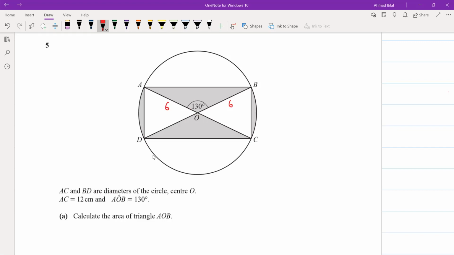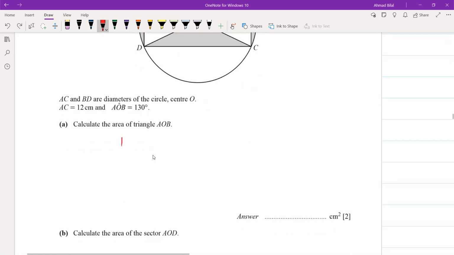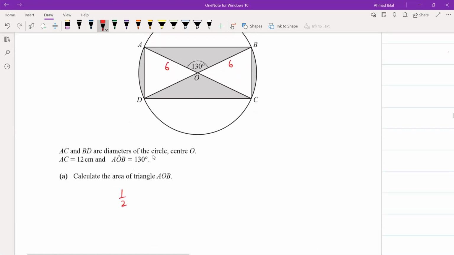Now in AOB, you've got 2 sides and you've got the angle between them. So you can just apply that formula, half into AB sine C, so half into 6 into 6 into sine of the angle between them, that is 130 degrees. Right? You just apply this formula and you'll get the result for that. That will be the area of the triangle AOB. So let me get my calculator to do these calculations myself as well. So what do you get from this?